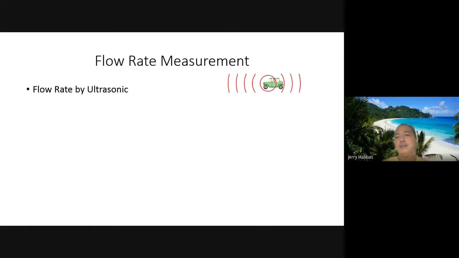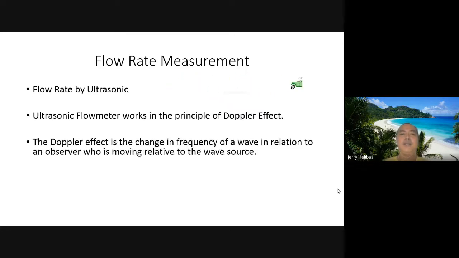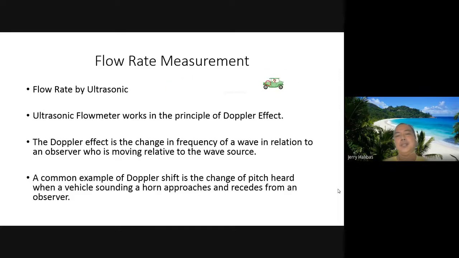Okay, so another thing, this is ultrasonic. So, ultrasonic flow meter works on the principle of the Doppler effect. It is what is known as Doppler effect. The Doppler effect is the change in frequency of a wave in relation to the observer who is moving relative to the wave source. Okay?